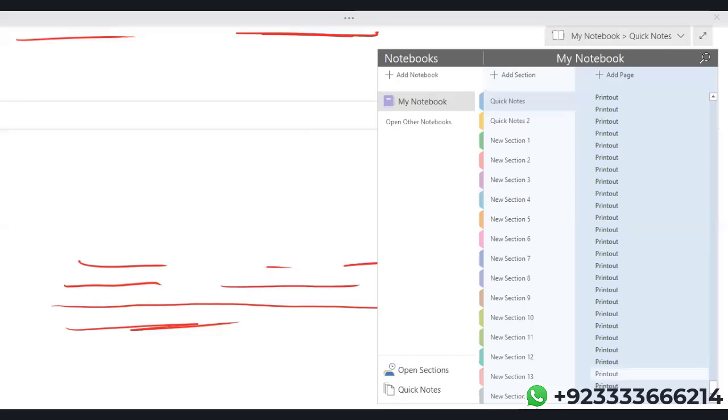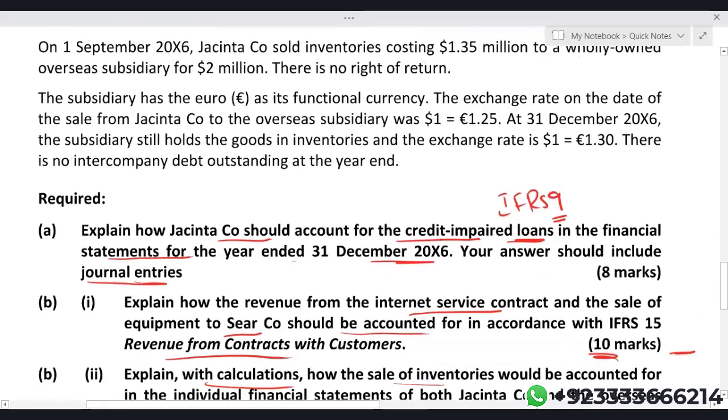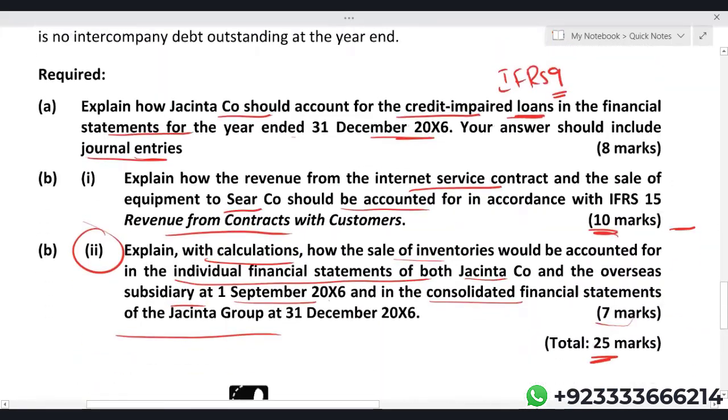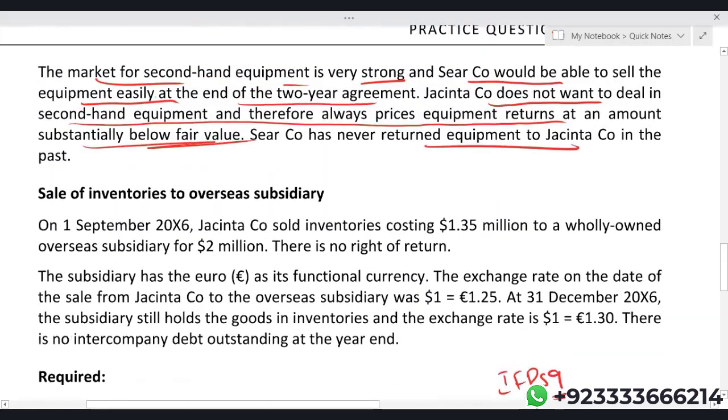Okay. Let's come here. B2, we have to basically show the impact of sale of inventory in 3 books: individual books of seller, buyer, and group accounts. How many marks? 7. Sale of inventories to overseas subsidiaries. On 1st September X6, Jinta company sold inventories costing 1.35 million to a wholly owned overseas subsidiary for 2 million. There is no right of return.